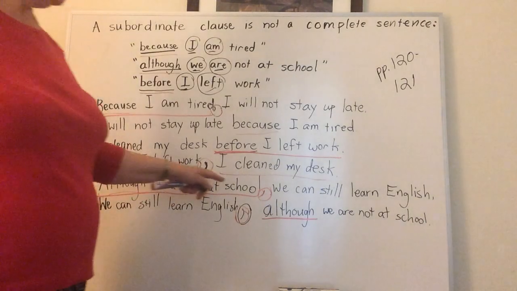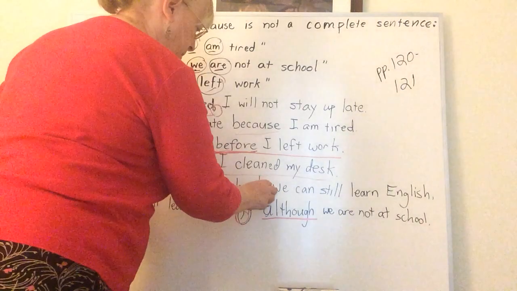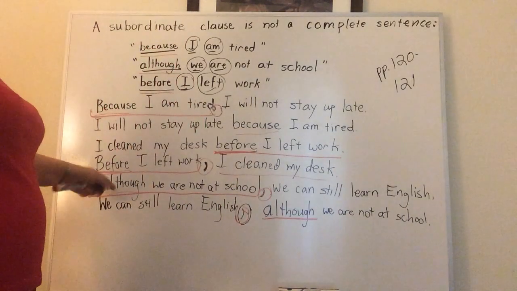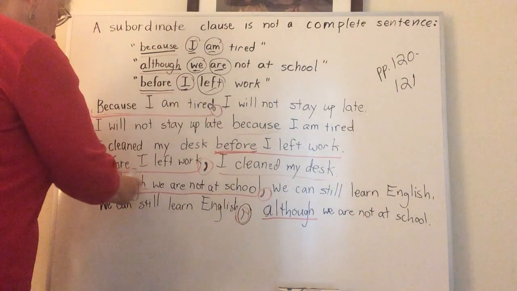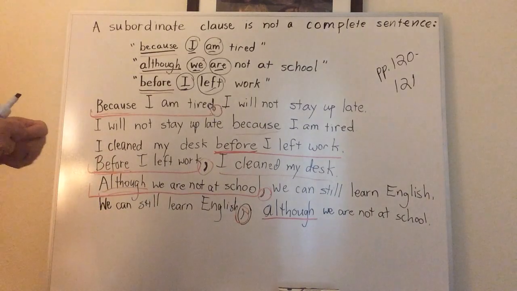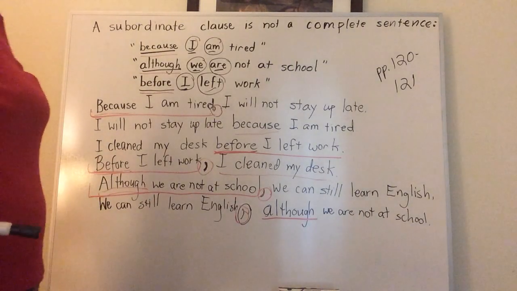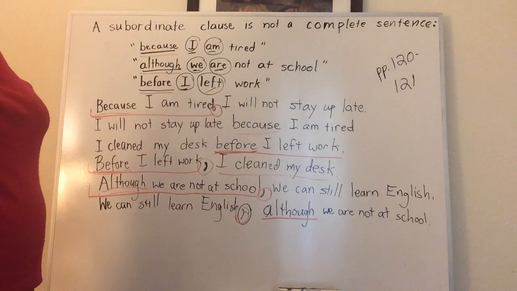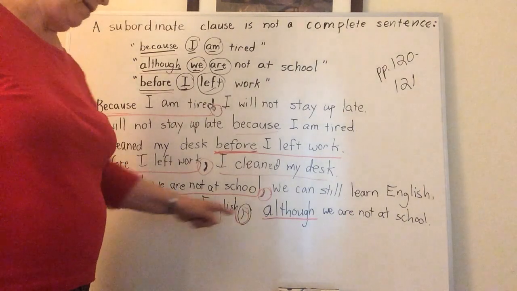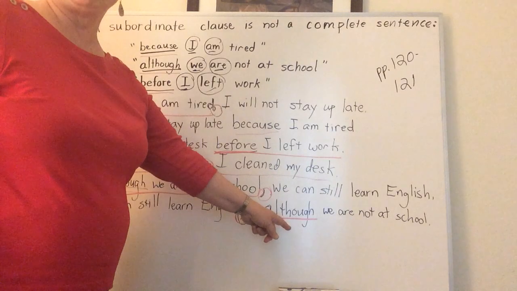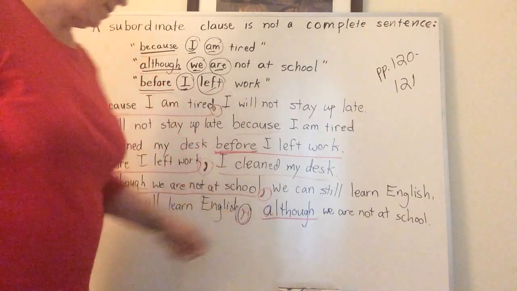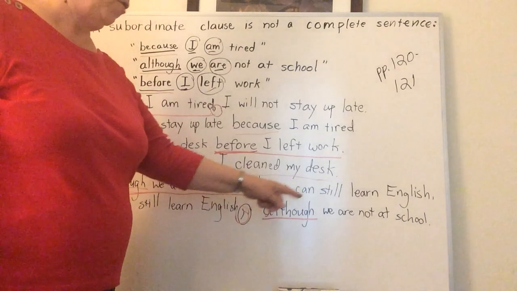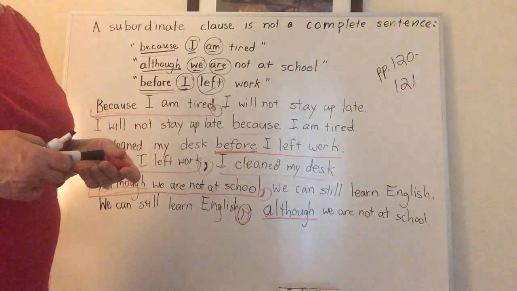Although we are not at school, comma, we can still learn English. Here's the subordinate conjunction, although. But remember, although, though, and even though also have a comma, even if that subordinate clause is in the second part. So we can still learn English, comma, although we are not at school.